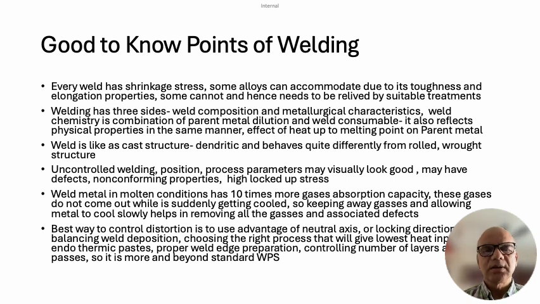Weld, as we said, is a cast structure. It's a dendritic structure and behaves much differently than the rolled structures. So we must understand as welded properties of the alloy and the selected consumables. Uncontrolled welding position and process parameters may give a uniform visual look, but will surely have different percentages of non-conformances, defects, or locked up stresses.